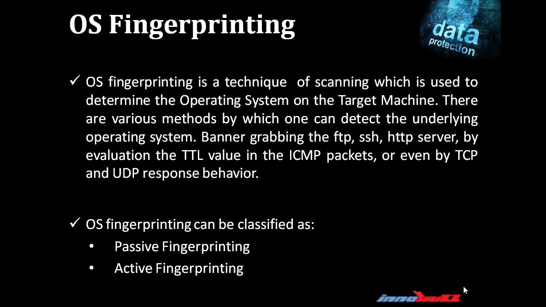What is operating system fingerprinting? Operating system fingerprinting is a scanning technique used to determine the operating system on the target machine. There are various methods by which one can detect the underlying operating system: banner grabbing of FTP, SSH, and HTTP servers, evaluating the TTL value of ICMP packets, or even TCP and UDP response behavior. Operating system fingerprinting can be classified as passive and active fingerprinting.